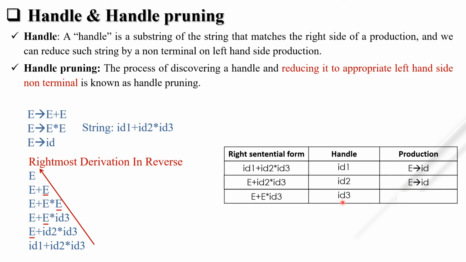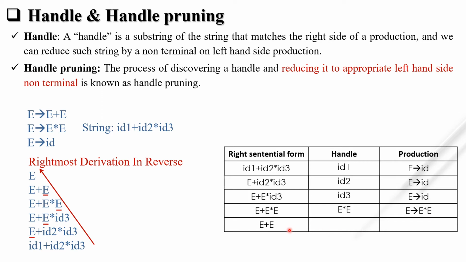What is our next handle? id3. What do we do here? Handle pruning, E tends to id. Now what is our handle? As we know, first which expression will be evaluated? E into E. So E into E is our handle because we can replace it with E. So E into E is our new handle. We can replace it with E because we have to reach the starting symbol with the help of bottom-up parsing. We always start from the leaf nodes and go towards the starting node. So we have to reduce E into E with E.